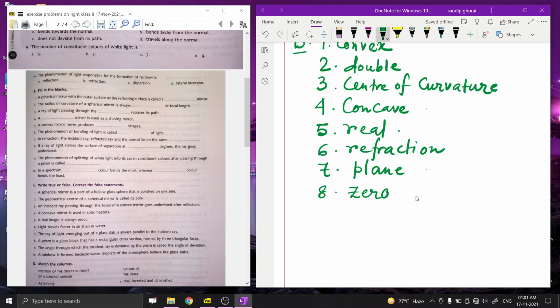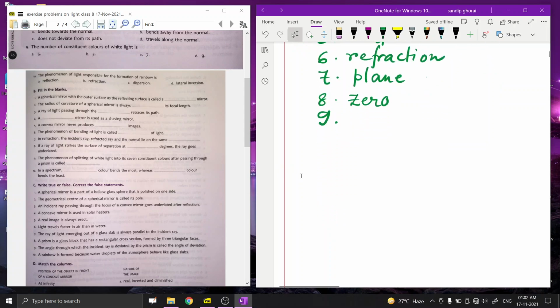We already know when light travels from one medium to another medium perpendicularly, the angle between the incident ray and the normal is 0 degree. That is why when a ray of light strikes the surface of separation at 0 degree, the ray goes undeviated, because this is the minimum traveling distance for light. Now we move to our next question, question number 9.